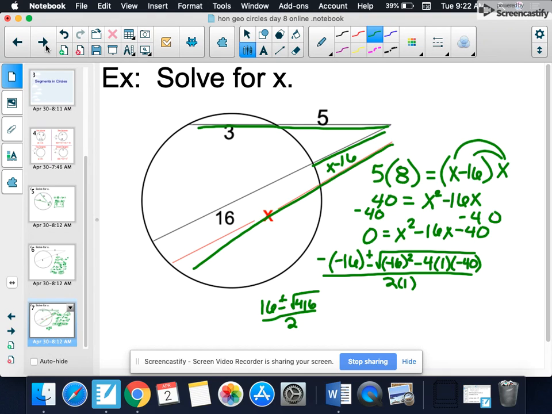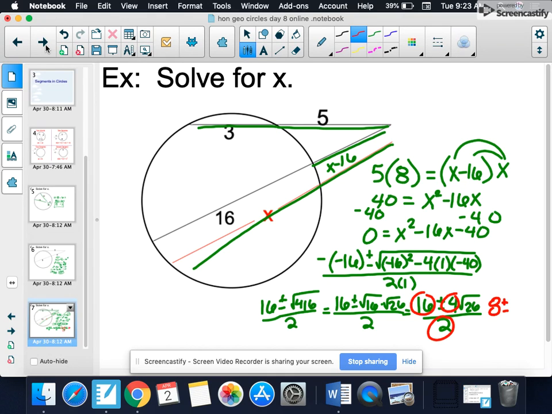And then I'm going to break that 416 down into the square root of 16 times the square root of 26. So that's going to become 4 square root of 26. And since everything on the outside is divisible by 2, so since my 16, 4, and 2 are all divisible by 2, I'm going to divide everything by 2. So I will get 8 plus or minus 2 square root of 26.